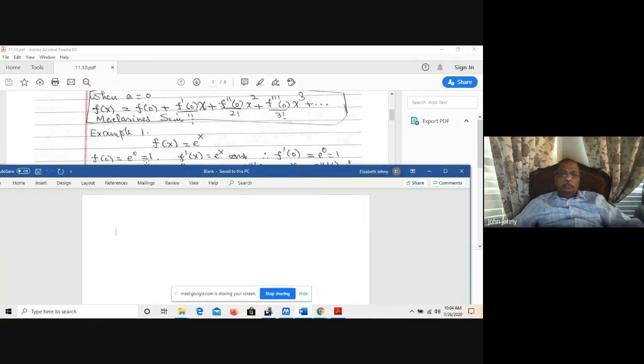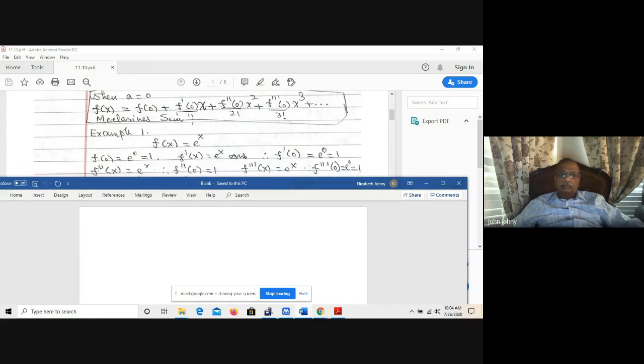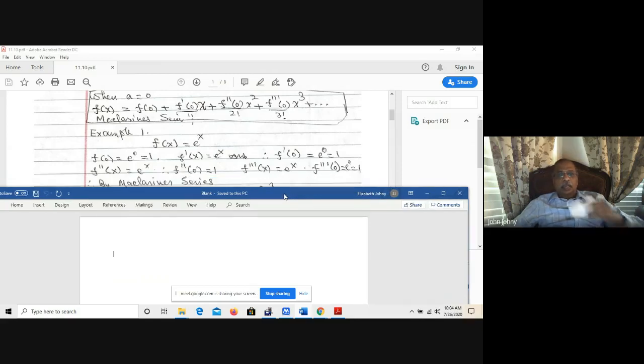f(0) is e to the power of 0, that is 1. f′(x), the derivative of e^x, is again e^x. So f′(0) is 1. Then f″(x) is again e^x, f″(0) is 1. f‴(x) is e^x, so f‴(0) is e^0, that is 1, etc.